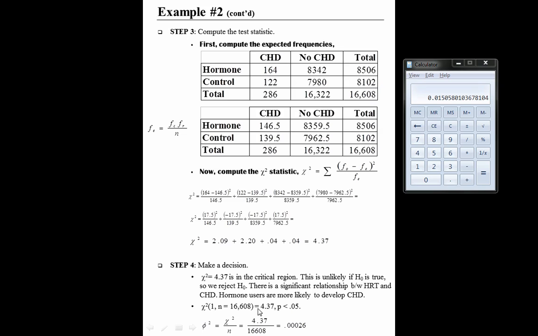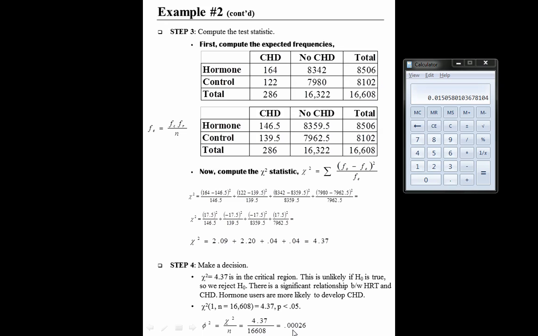So remember that chi-square value is inflated by large sample sizes. And that's not even a very large chi-square value. Let's go ahead and compute phi squared. And of course, that's going to be based on our chi-square value divided by our sample size. And look at how small that number is. Remember, we can interpret phi squared just like r squared, just like eta squared. It turns out to be the proportion of variance accounted for in one variable by another.